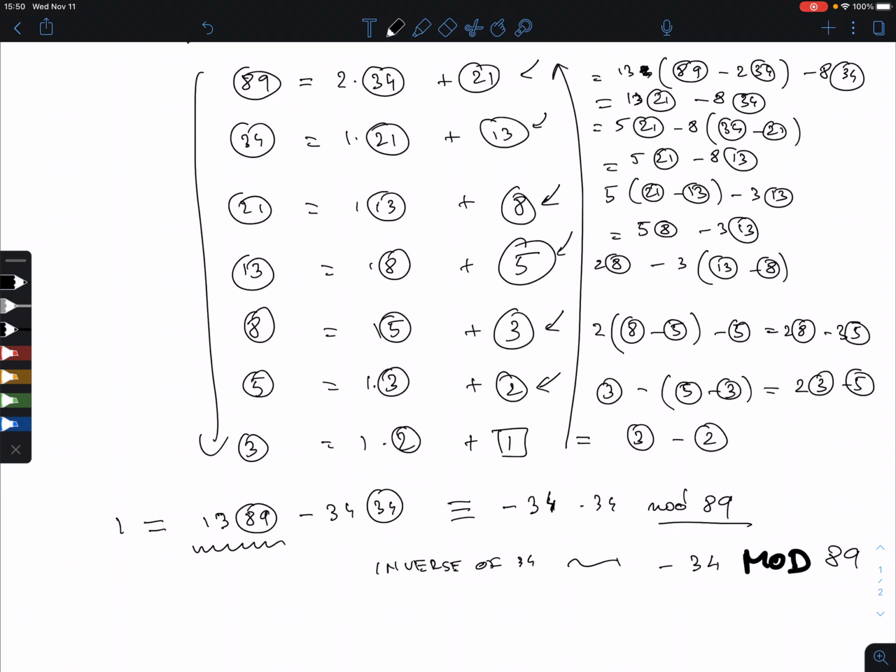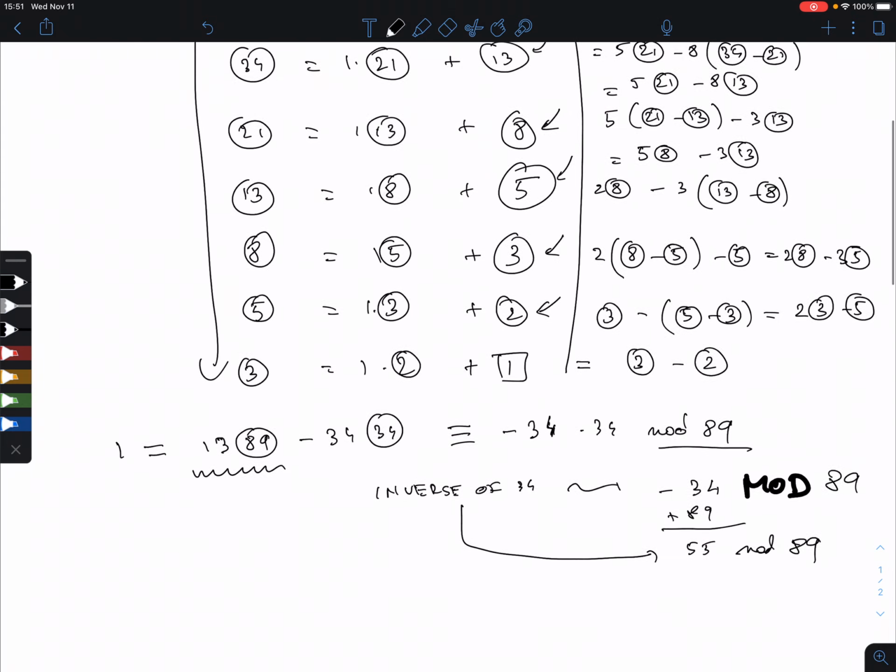Now, what you can do is simply add 89 to that. If I do plus 89, because that doesn't change the value modulo 89, then you get, in other words, I subtract, that is 55, right? Yes. So the inverse of 34 is 55 modulo 89. It is also minus 34, but in case you want to know what the number is, that's why I calculate. It's not necessary, because now, what is step 2?